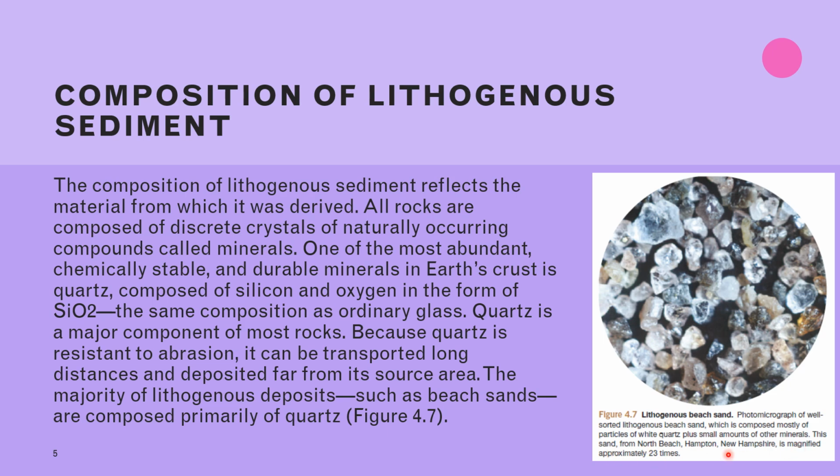And this sand is from North Beach, Hampton, New Hampshire, and is magnified approximately 23 times. So the composition of lithogenous sediment reflects the material from which it was derived. Obviously, all rock is composed of discrete crystals of naturally occurring compounds called minerals, and one of the most abundant, chemically stable and durable minerals in Earth's crust is quartz, composed of silicon and oxygen in the form of SiO2.